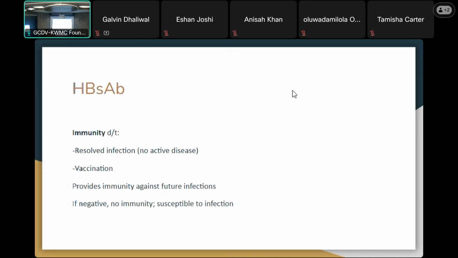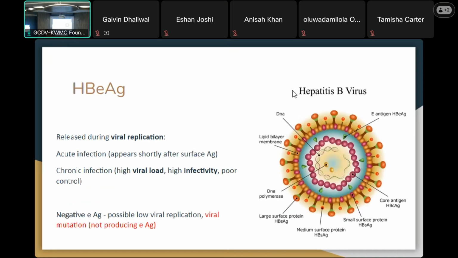So surface antibody is the antibody towards the surface antigen. What does it indicate? It indicates immunity. Immunity could be from vaccination, or immunity could be from previous exposure. So those are the 2 things that you need to remember. If somebody's positive for surface antibody, they're already immune. You don't need to vaccinate them. You don't need to worry about their risk for hepatitis B unless they're immunocompromised or they're on certain medications. We'll talk about them.